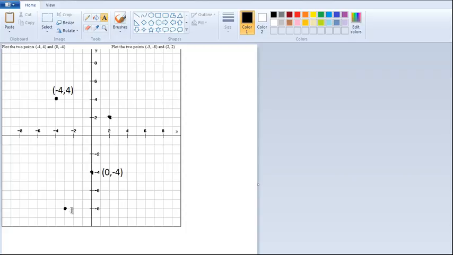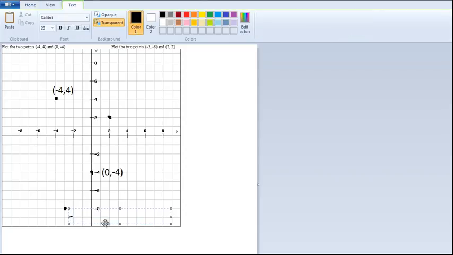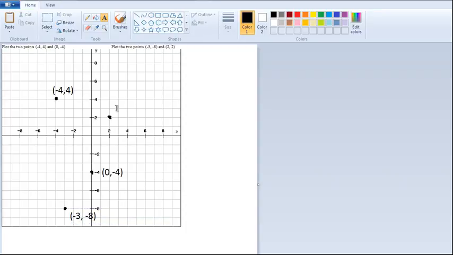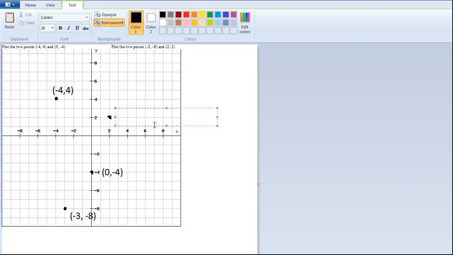So let's write out the coordinates. Minus 3, minus 8. And then 2, 2.